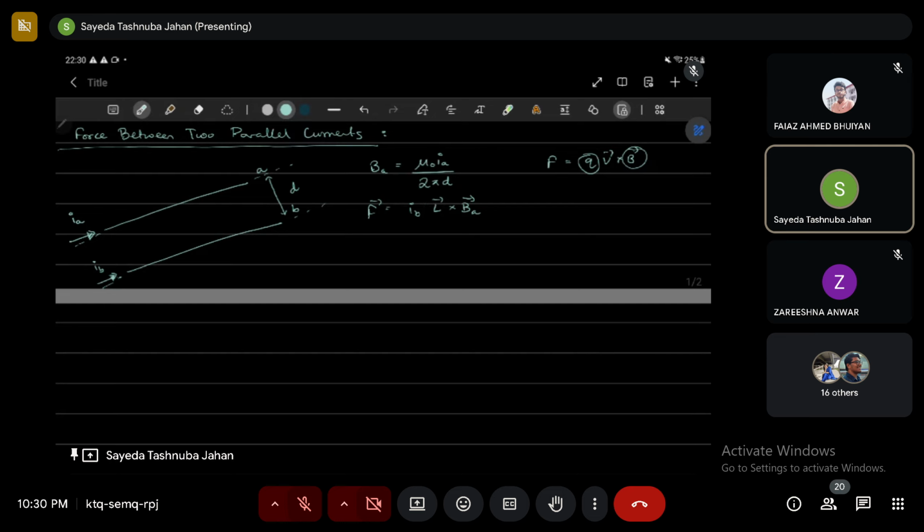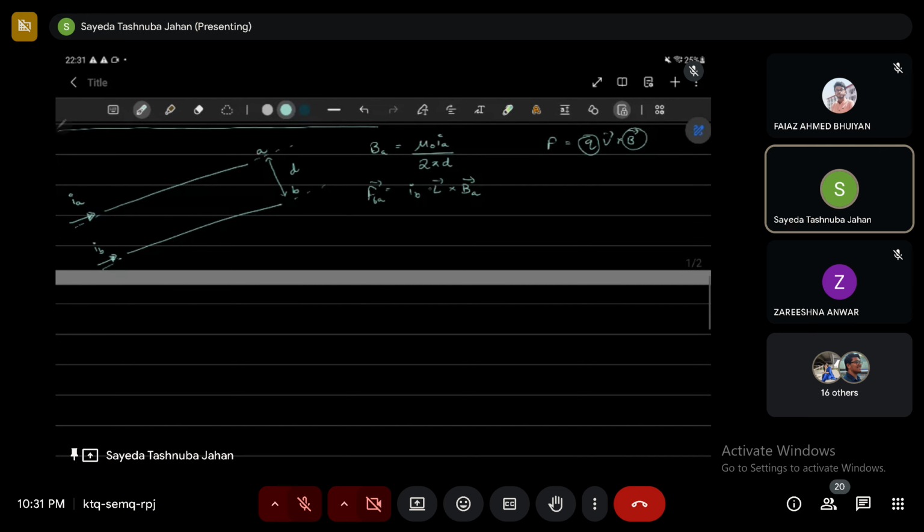And L is basically the length of the wire, which in this case is the same for both because they are parallelly aligned and both of them are long. Now if I want to find the force, since I am saying that this is the force from A to B, I can write it this way. Right? If you remember our notation, the force that A exerts on B, so we write it like this.